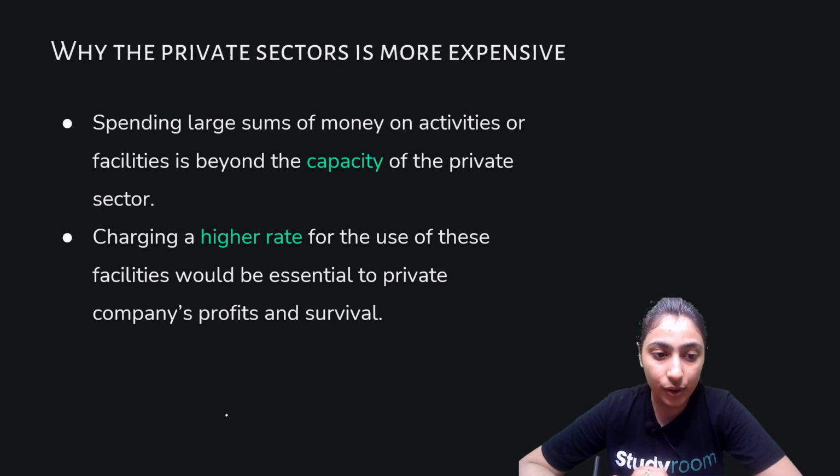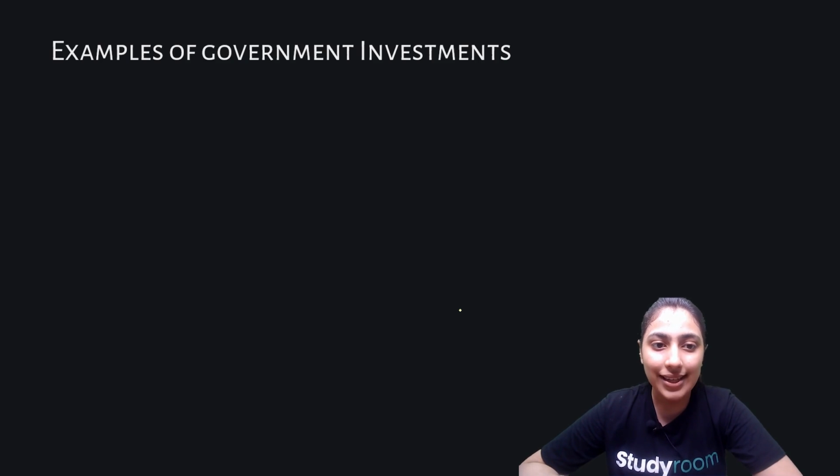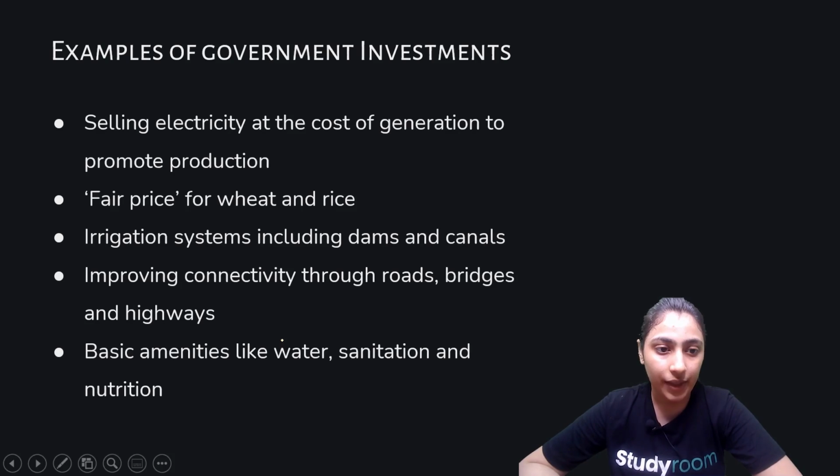Charging a higher rate for the use of these facilities would be essential to private companies' profits and survival. I think most of the teenagers can relate to this. Now, examples of government investments: selling electricity at the cost of generation to promote production, fair price for wheat and rice. Actually, it should be fair price for everyone, especially those in the unorganized sector, who do not have job security, and they do not even know if they'll be earning something this month or this day. So I think it should be a 24/7 fair price for people like them.